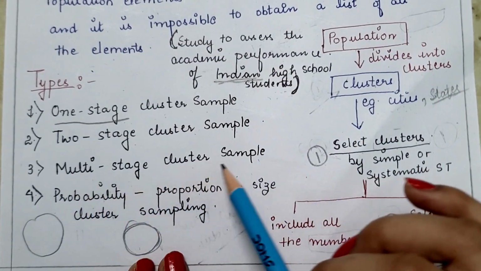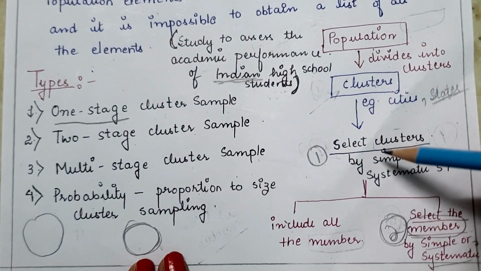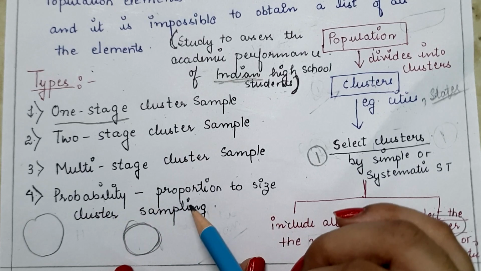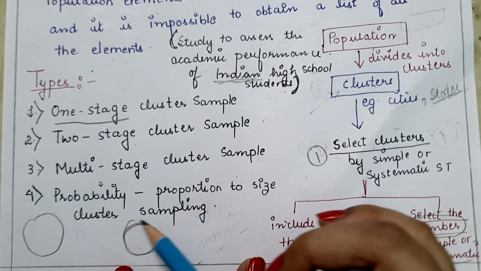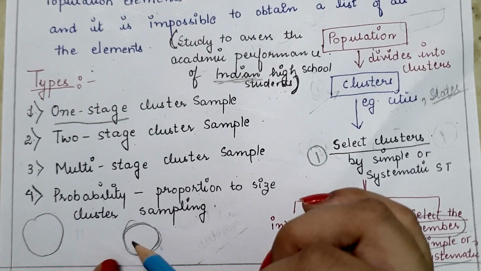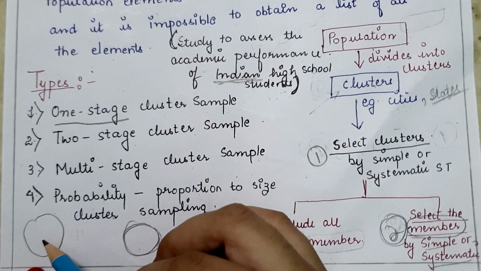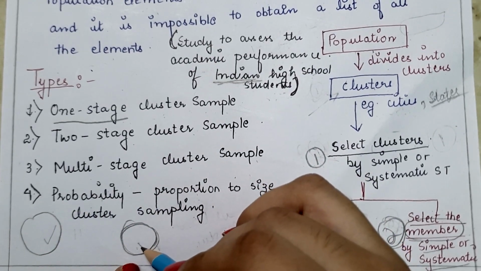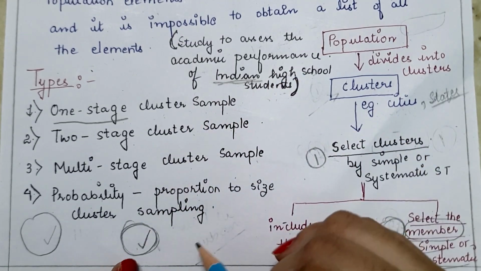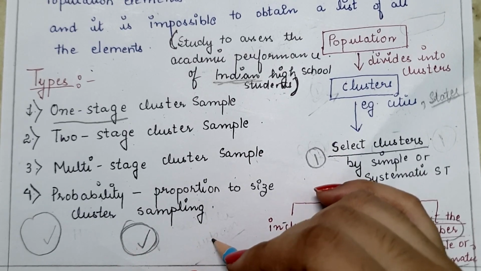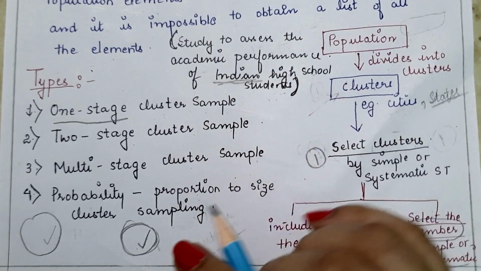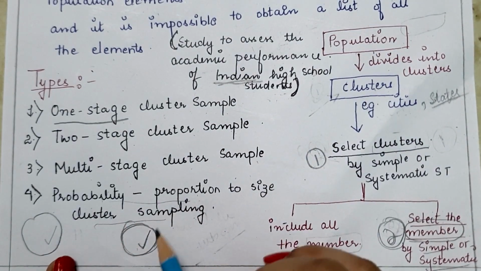Third one is multi-stage cluster sample. When the sampling is done in more than 2 stages, that is known as multi-stage cluster sample. Next is probability proportion to size cluster sampling. In this, the clusters have different populations: in one cluster there is more population and in the second cluster there is less population available for the study. In that case, there is a risk of oversampling or undersampling. So in that case, this type is used.